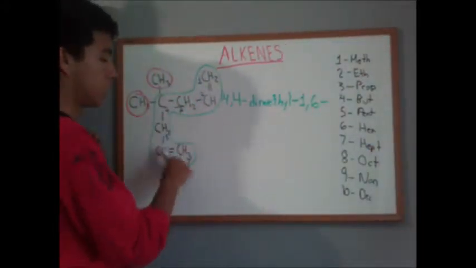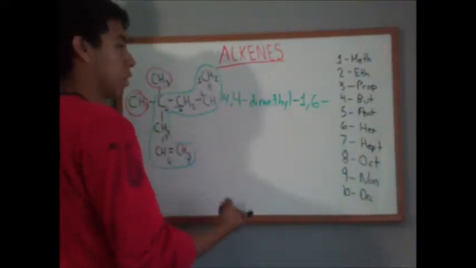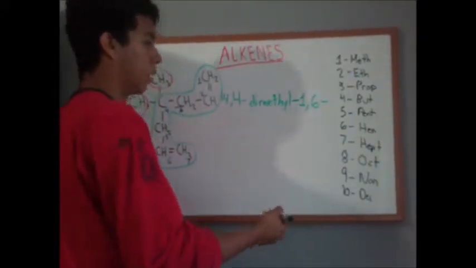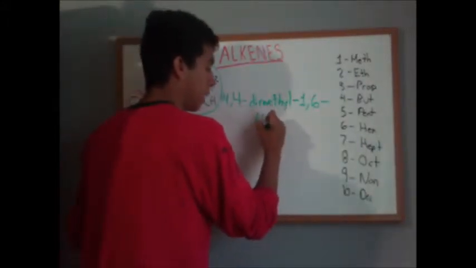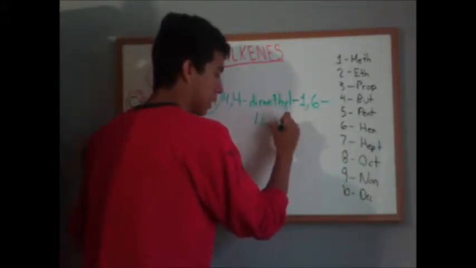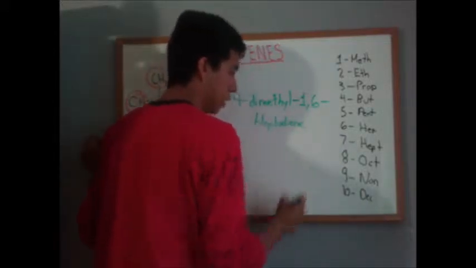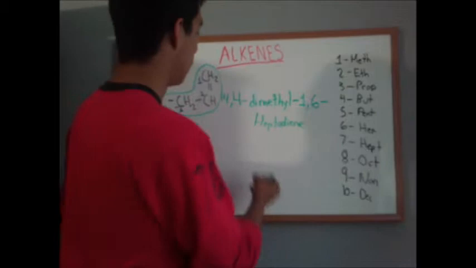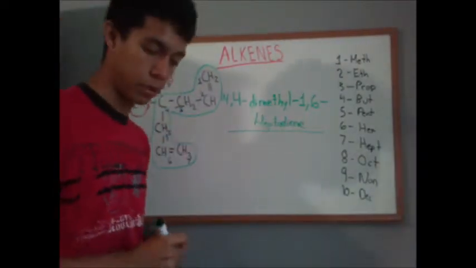It's going to be 7 carbons, the prefix hept, 2 double bonds, prefix di, and then ene. Well, this is the name of this hydrocarbon.